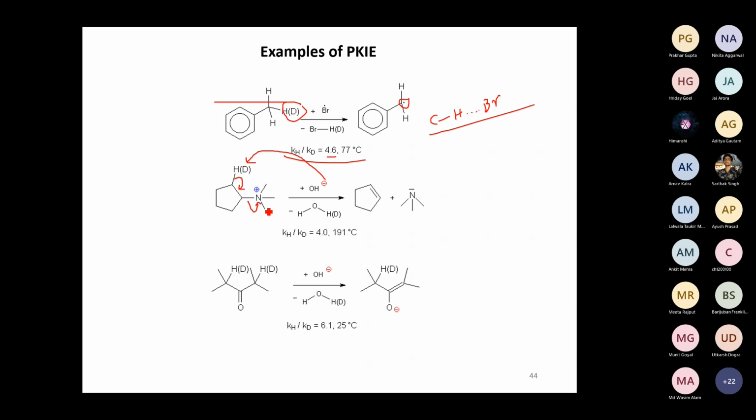So here you can also tell what is the transition state. Next step, here the C-H or C-D bond is being broken. You can see the kH by kD value is 4. Same thing here. You can see kH by kD for the third case is 6.1, very high. That means that the C-H or C-D bond is being broken in the rate determining step.